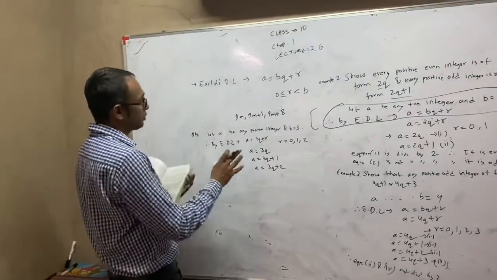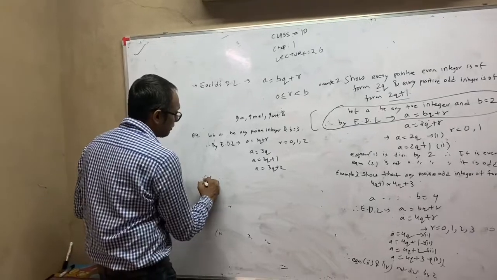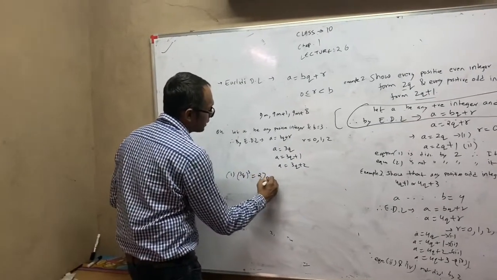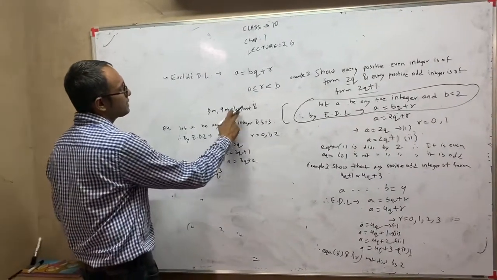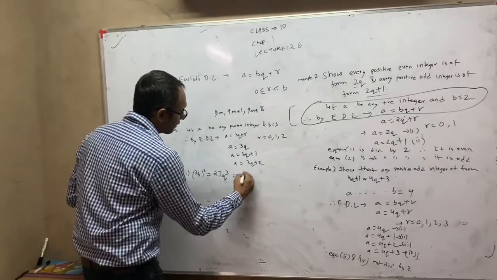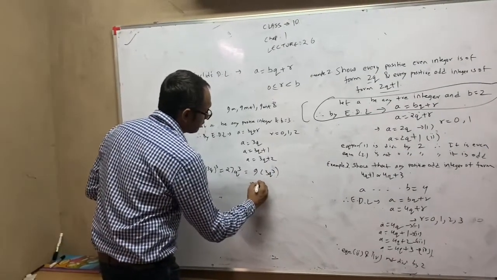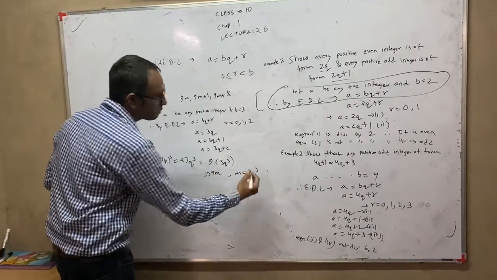Now we have to show the cube is of the form either this or this. So first I will do the easiest, 3q cube, you get 27q cube. Now I have to represent this in the form of this or this. So if I see, I can take out 9 common, 3q cube, so 9m where m is equal to 3q cube.